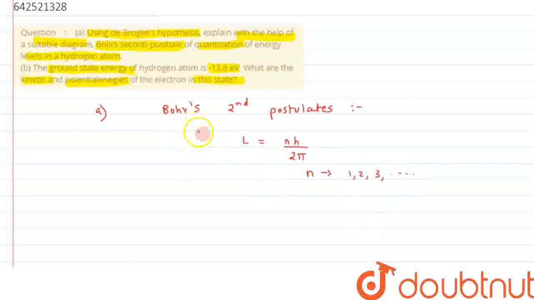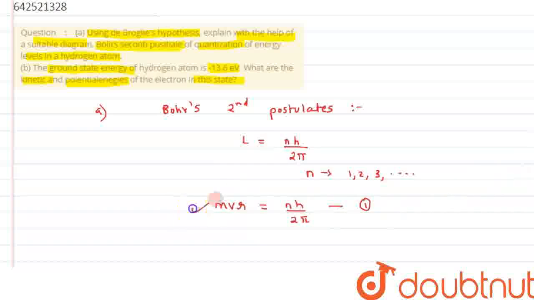Alright, so in Bohr's second postulate, the electron will revolve only in those restricted orbits in which the angular momentum, that is L, is an integral multiple of h by 2 pi. This can be written further as angular momentum mvr equals nh by 2 pi. So this is what Bohr has given in his second postulate. Let's say this is our equation number 1.